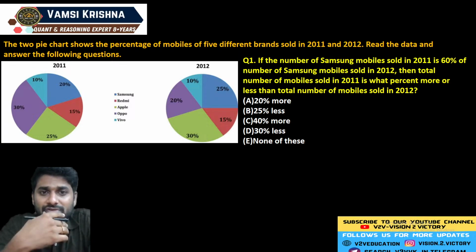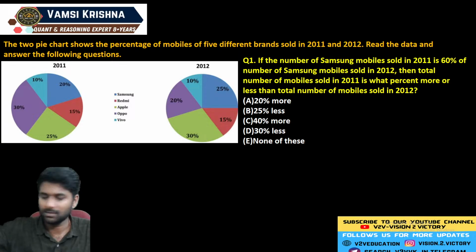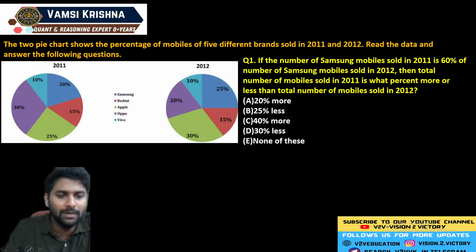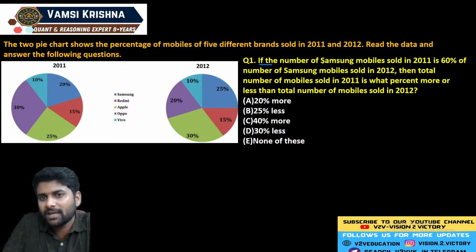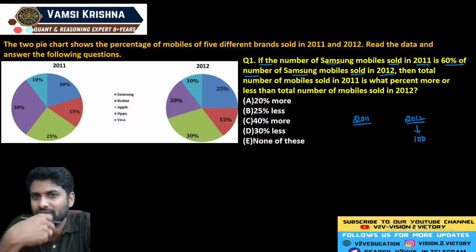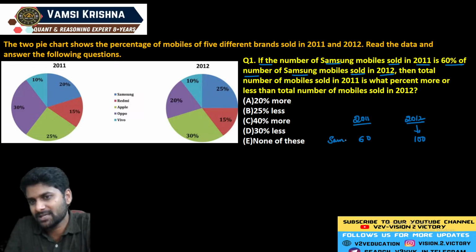2011 data is given and 2012 data is given, and there are no numbers, guys, so there is no direct comparison here. You have to take the information from the questions and solve. Let's see this data. If the number of Samsung mobiles sold in 2011 is 60 percent of the number of Samsung mobiles sold in 2012, just assuming there are 100 mobiles sold in 2012, the comparison says that the number of Samsung mobiles sold in 2011 is exactly equal to 60.